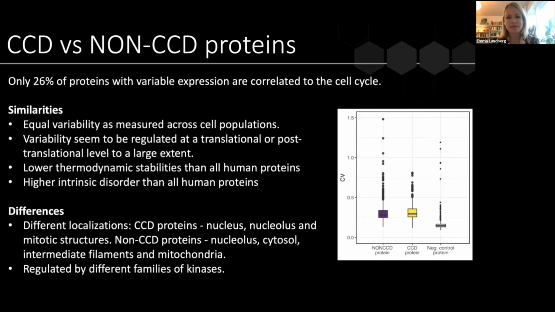So we tested many proteins in the screening, and only 26% of the proteins with variable expression, cell-to-cell variability, were shown to be correlated to the cell cycle. So the majority of the proteins that show cell-to-cell variability cannot be explained by the cell cycle. They must be explained by something else. We don't know that yet. If we call these two groups of proteins the cell cycle dependent, CCD, proteins and non-CCD proteins, we wanted to ask ourselves, what's the difference between these two groups of proteins, and what are the similarities?